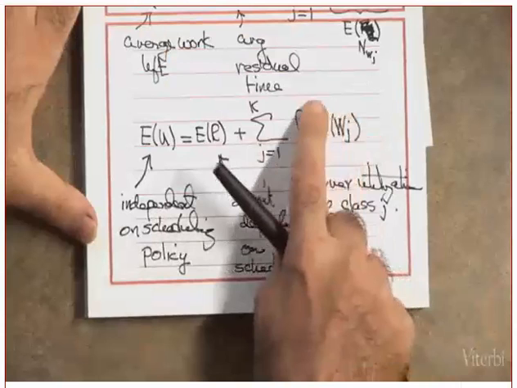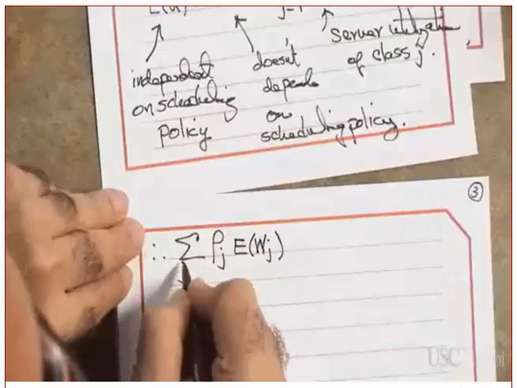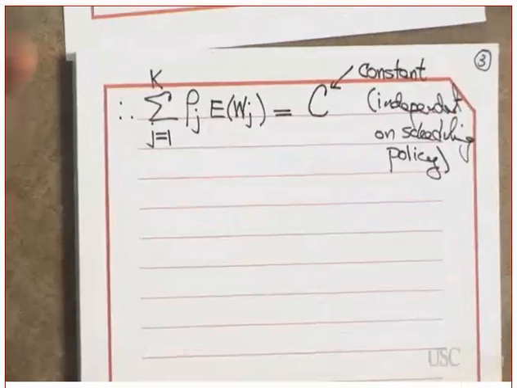But do you see the point? The point that I'm trying to make is that regardless of the policies, the weighted sum of the average waiting time, where these are the weights, the weighted sum of the average waiting time is constant. Clear? What is that constant? What is that constant equal to? What is it equal to?